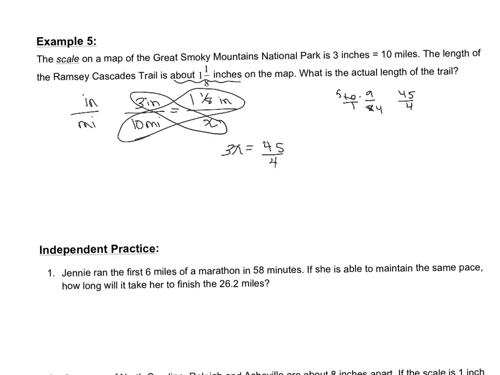And then to isolate x, I can divide both sides by 3. And remember that when you divide, you're actually multiplying by the reciprocal. So instead of 3 over 1, it'd be 1/3. And I can cross simplify again, divide both by 3. And I ended up with 15 over 4, or 3 3/4 miles.